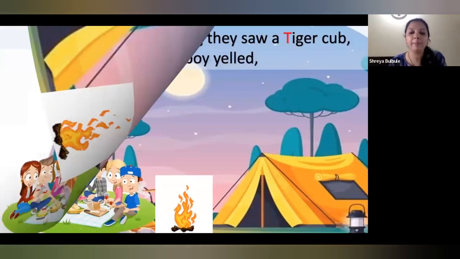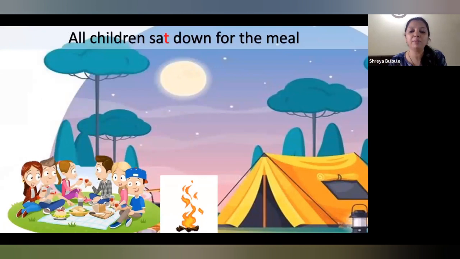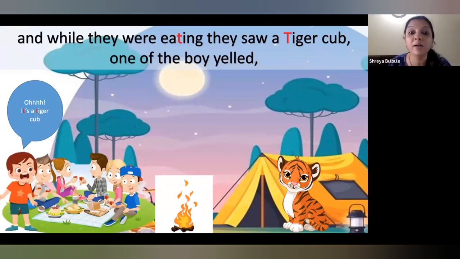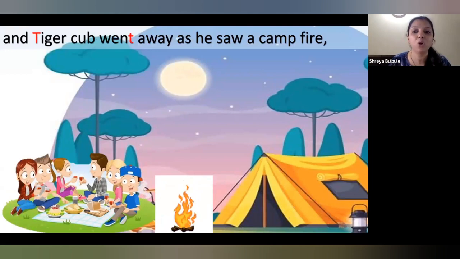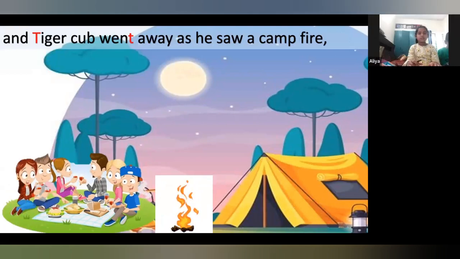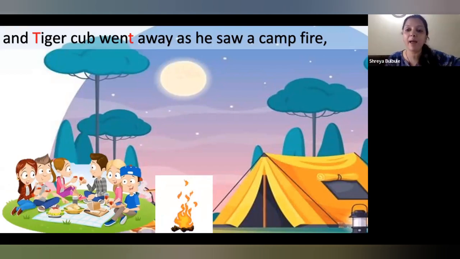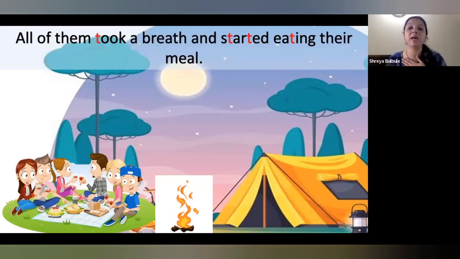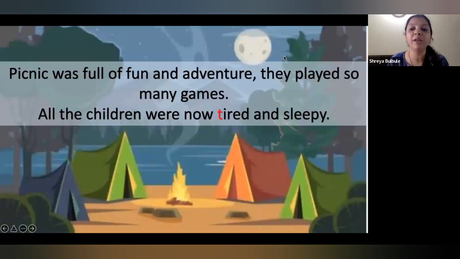Wow, see, there's a campfire, and they're having the meal. Such a nice picnic, no? Then what happens? While they were eating this, they saw a tiger cub. One of the boys shouted, "Oh, it's a tiger cub!" They were scared. And the tiger cub went away as he saw a campfire. He saw the fire and he got scared, and the tiger cub ran away. All of them took a deep breath. They were relieved and started eating their meal. They continued eating their meal. The picnic was full of fun and adventure.